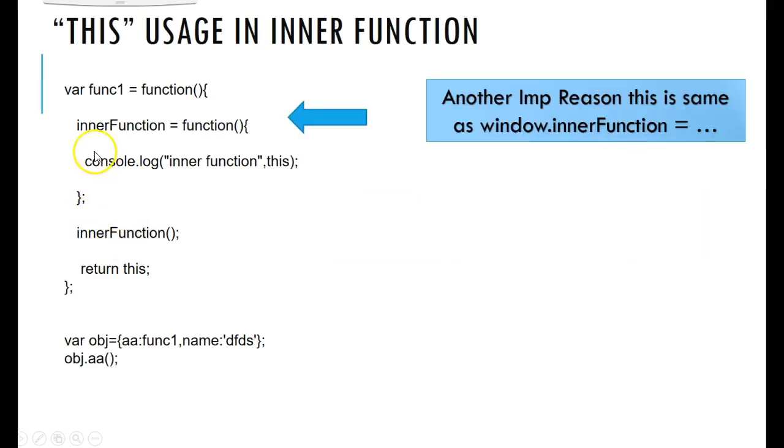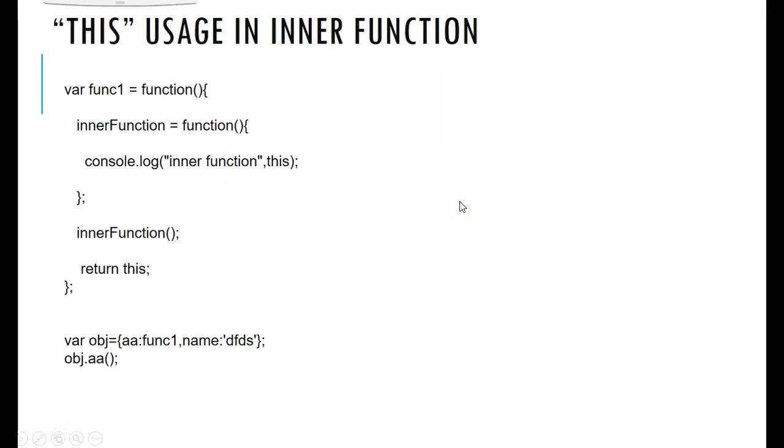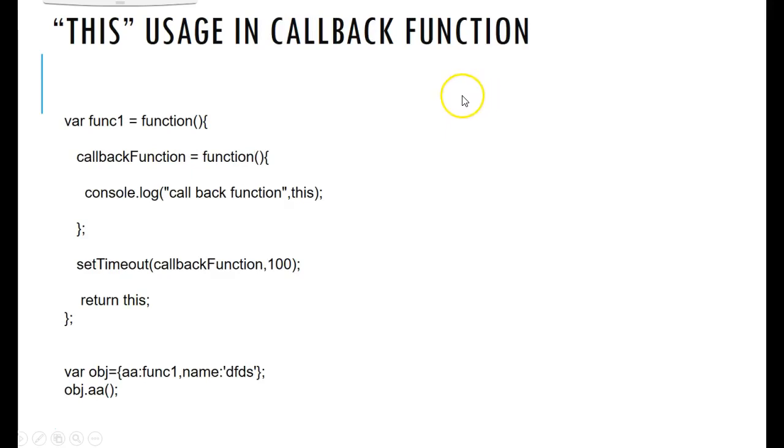It is also very clear here. Here also we are not given any left hand side. So this means window.innerFunction is equal to this function. You are creating a property called innerFunction inside window by means of these lines. Once it is compiled and run, it calls the innerFunction property in the window object. Okay, so coming to our next use case, that is the callback function.